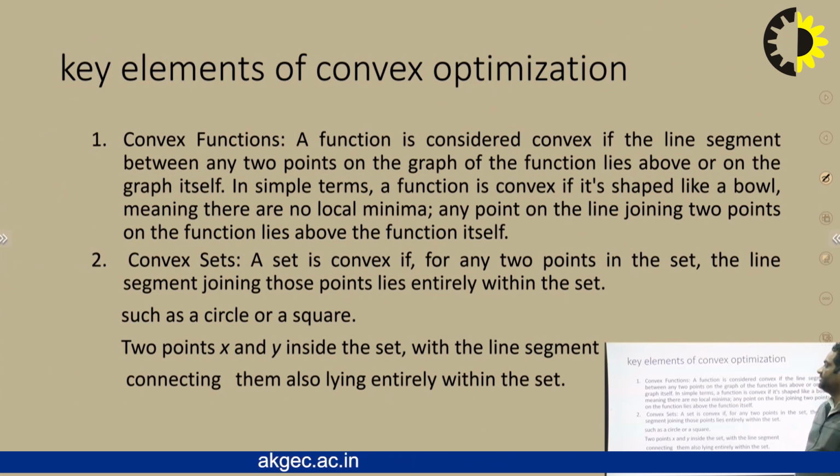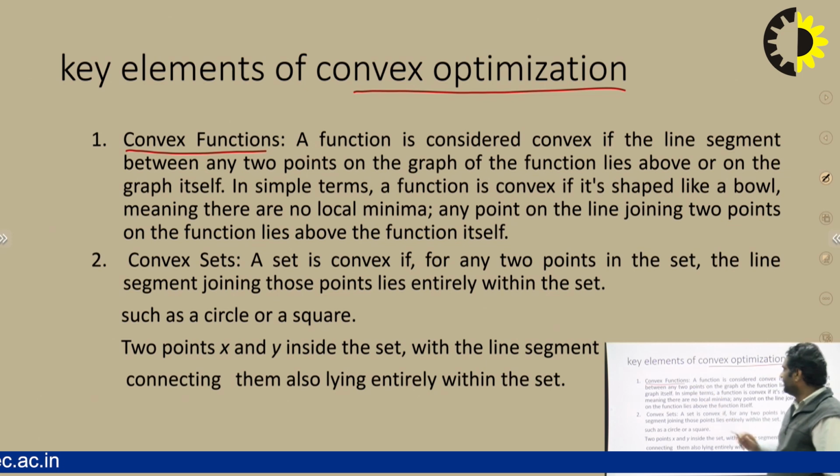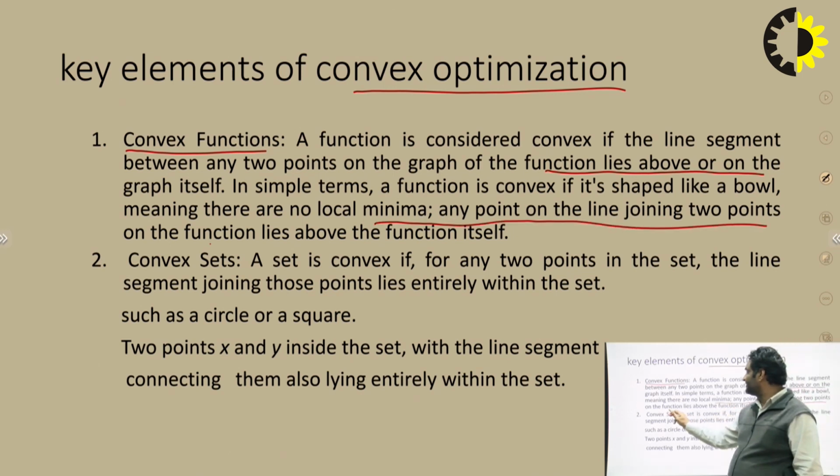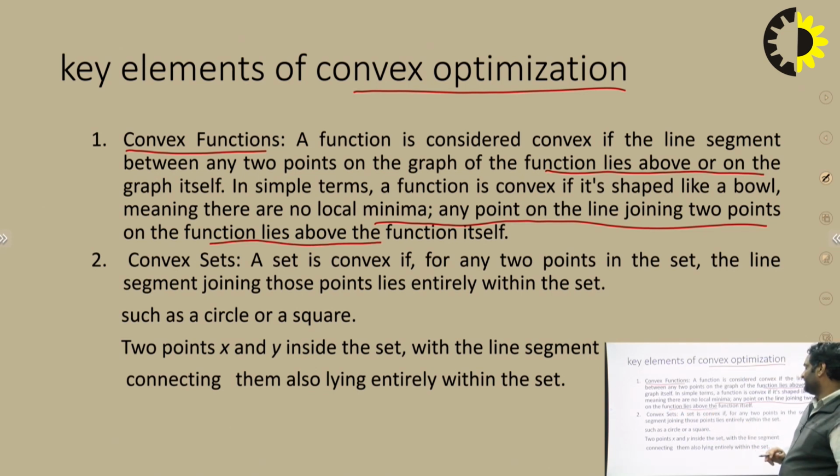Now these are some elements of convex optimization. First is convex function. As I told earlier, a function is considered convex if the line segment between any 2 points on the graph of the function lies above or on the graph itself. In simple terms, a function is convex if its shape is like a bowl, meaning there are no local minima. Any points on the line joining 2 points on the convex function lie above the function itself.